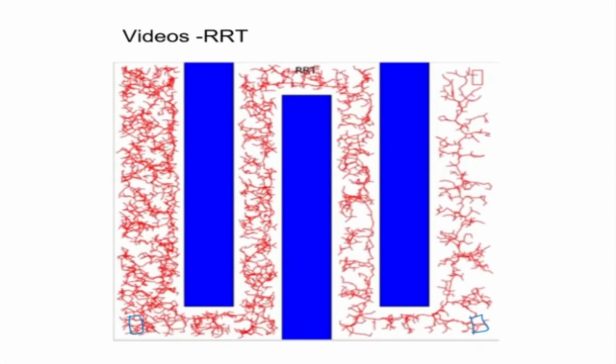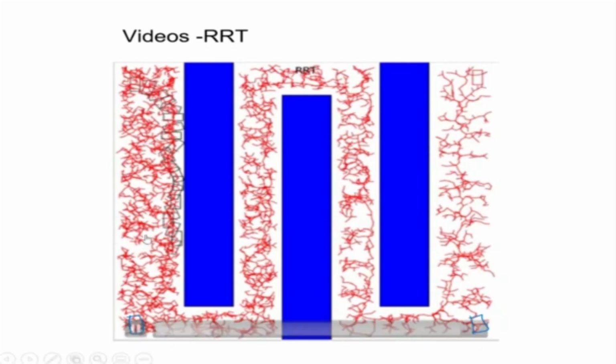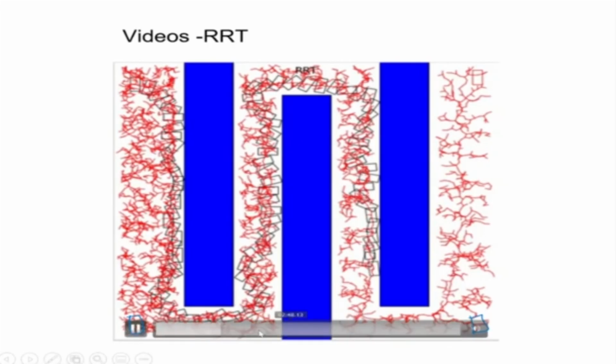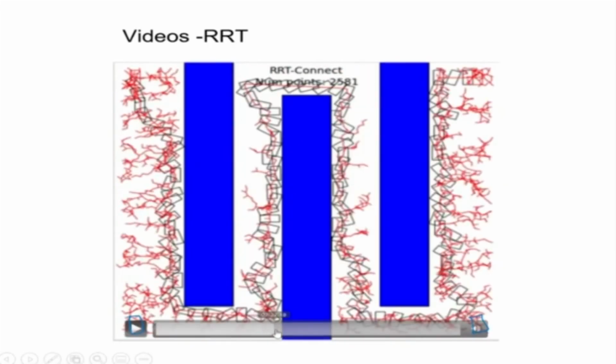And now it has reached. Now the robot is going from one point to the other point. Okay, so this is one way of finding a path by using the RRT method. There are a few more examples, too many of them actually.